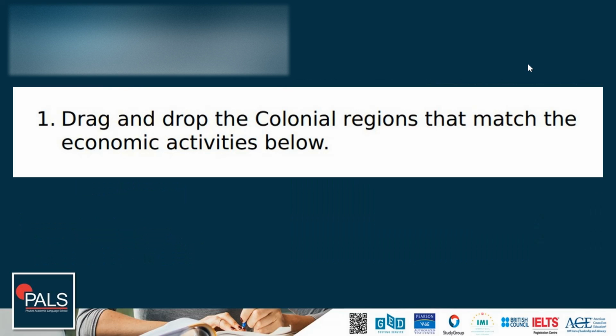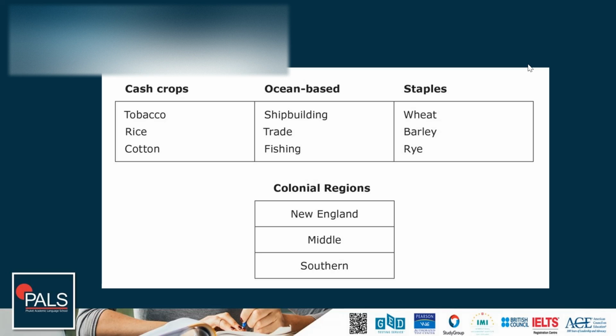So here we have a typical drag and drop question. We've talked about the different types of questions in other videos. So this one says, drag and drop the colonial regions that match the economic activities below. Looking here, we have 3 columns above and 1 beneath. The top left is telling us a list of cash crops: tobacco, rice, and cotton. The center column is an ocean-based economy: shipbuilding, trade, and fishing. And on the far right, we have staples, such as wheat, barley, and rye.